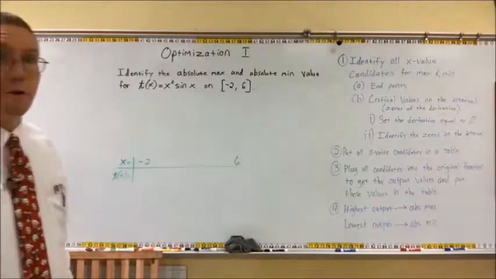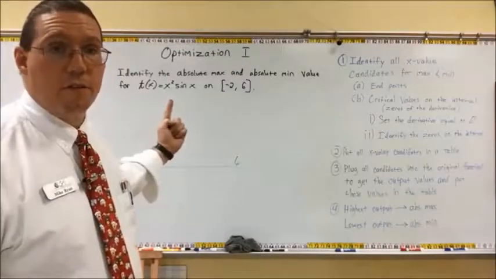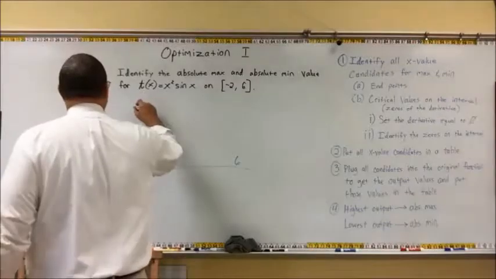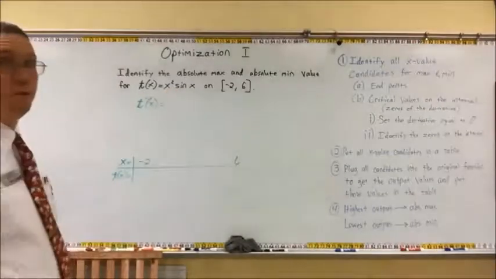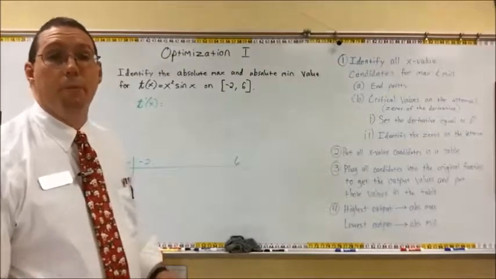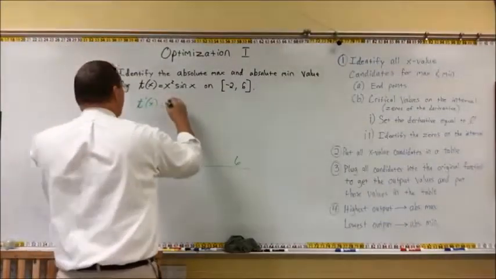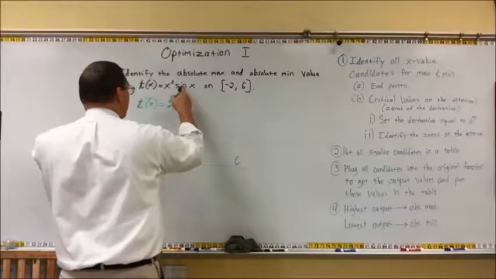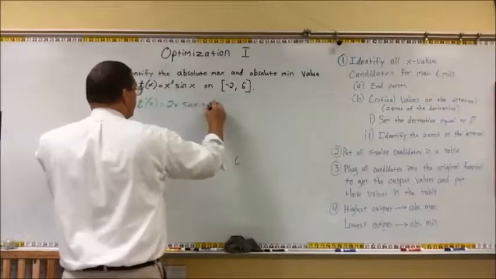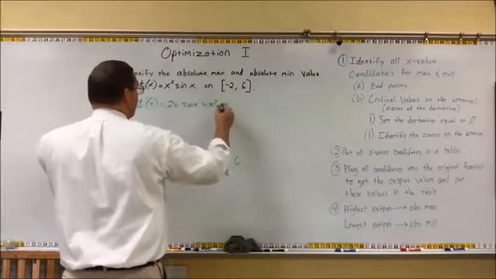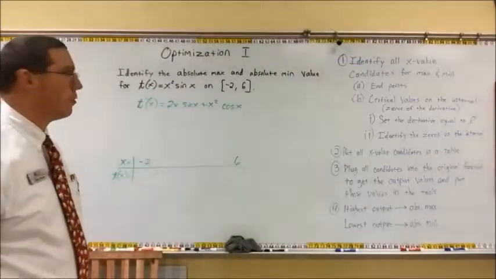Now let's identify our critical values. We need the derivative of this function right here. We need t prime of x. Now, this is a product of two functions. So therefore, we need to apply the product rule. Okay? So derivative of the first is 2x times the second, sine of x, plus the first, x squared, times the derivative of the second, derivative sine is cosine of x, and so there is our derivative.